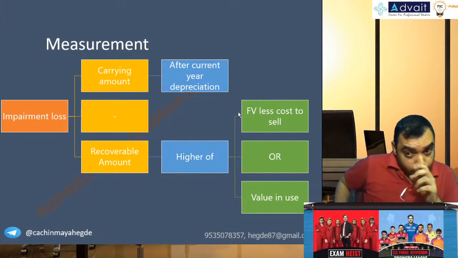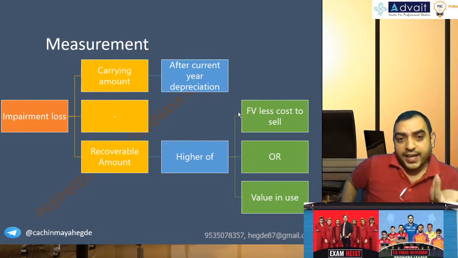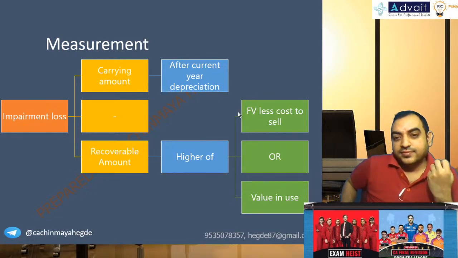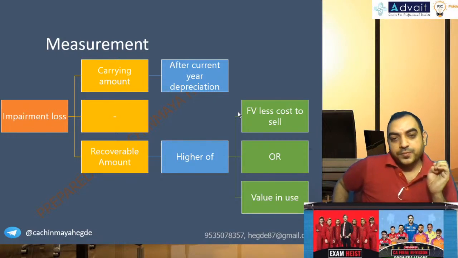How does an entity get to know future cash flow year on year? They have to do an estimation. You have to get a management estimation of what their expectation is. Cash flows, management expectation is required.